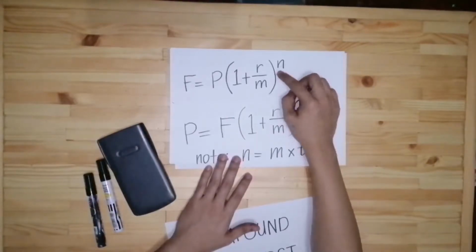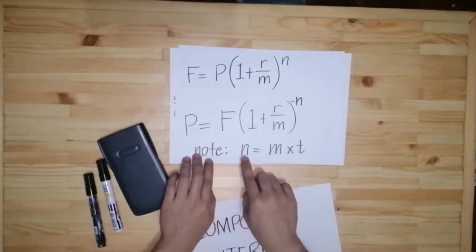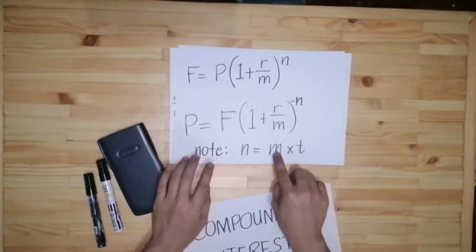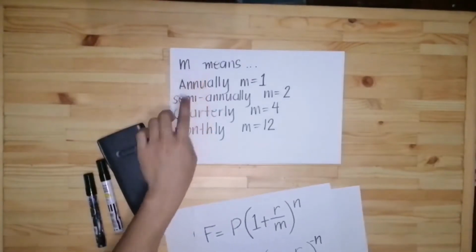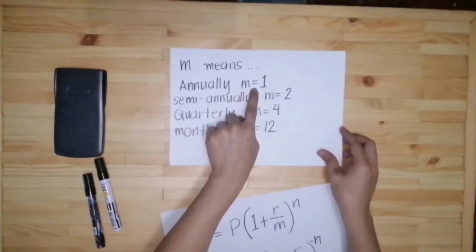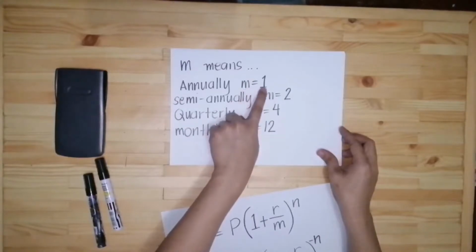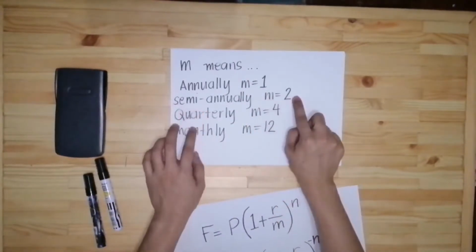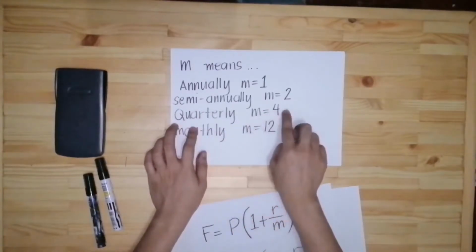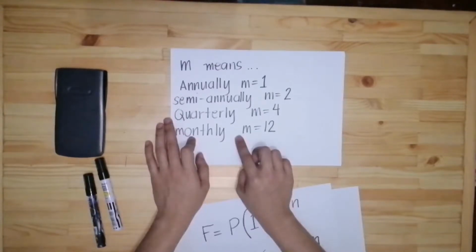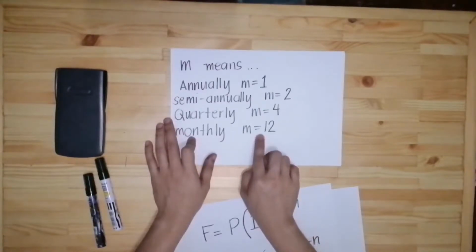So yung N ay may formula na, tandaan nyo to, take note that N is computed using the product of M and the T. So yung M natin class, ito yung mga yon. M means, ito yun, makikita nyo sa problem. Pag meron kayo nakitang annually, that means M is equal to 1. Semi-annually, or every 6 months, so M is equal to 2. Quarterly, 4, so M is equal to 4. Then monthly, since we have 12 months in a year, so M would be equal to 12.